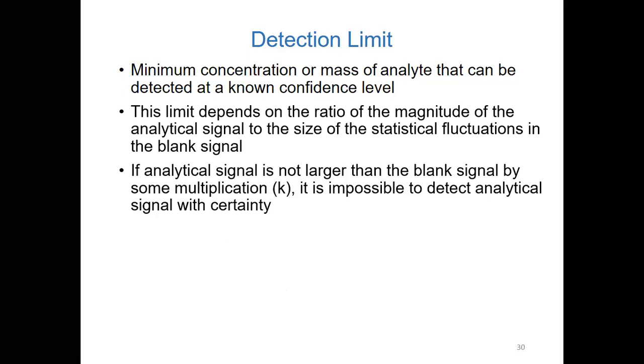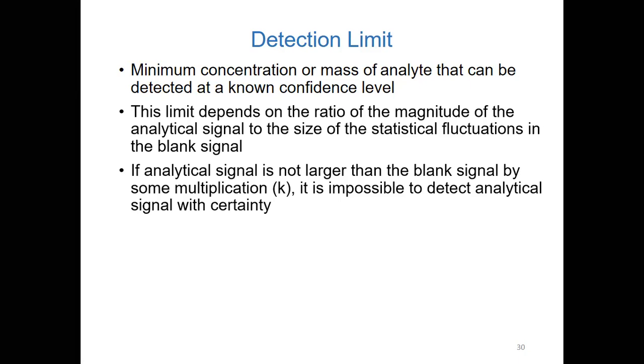So normally, the K value at the 95% confidence level, we call this K equals 3. So when we multiply the blank signal by 3, the analytical signal should be larger than that value. Only if that happens will we be able to detect that analytical signal. If the intensity of the analytical signal is less than K times the blank signal, then the analytical signal will be hidden inside the blank signal. So that's why we cannot detect it.